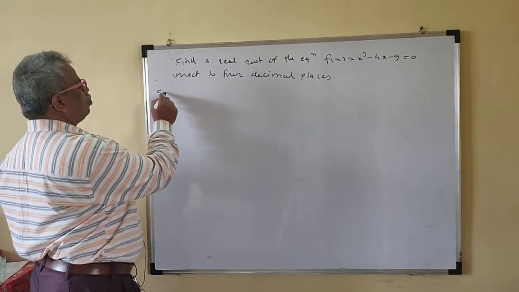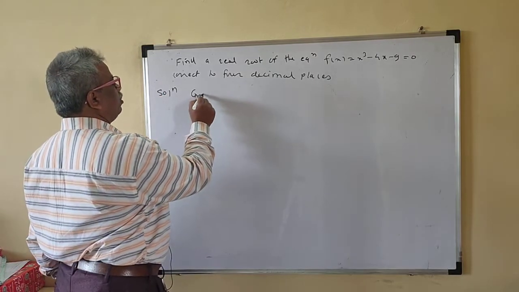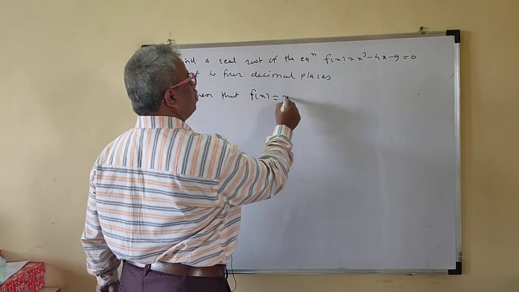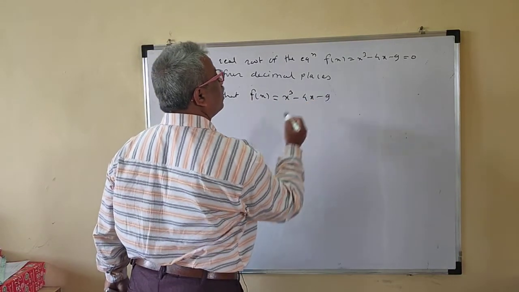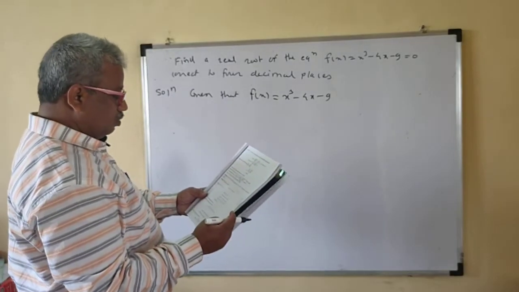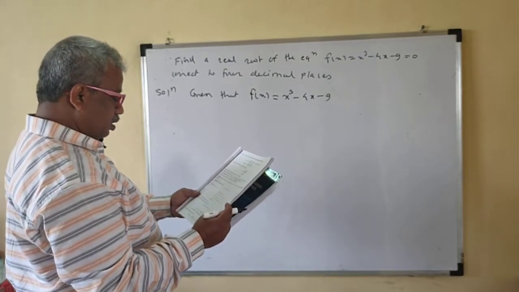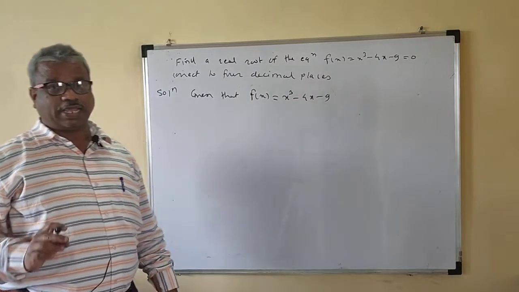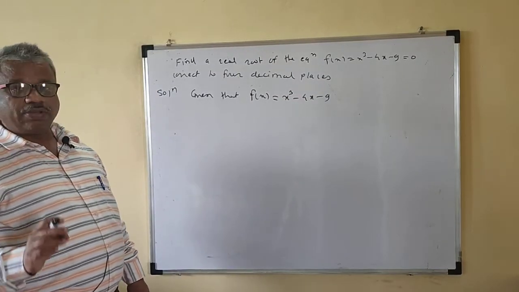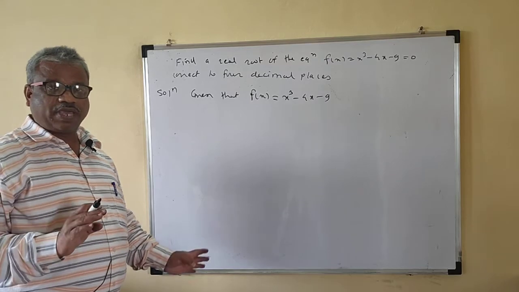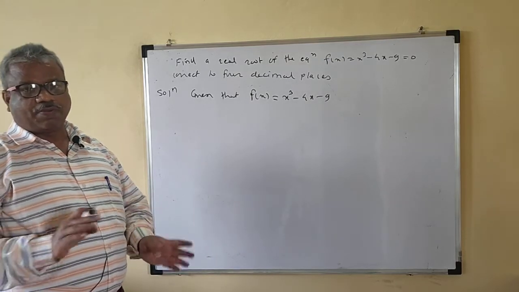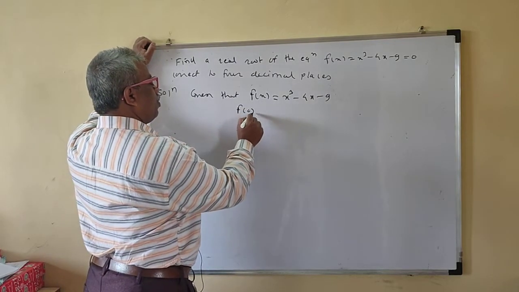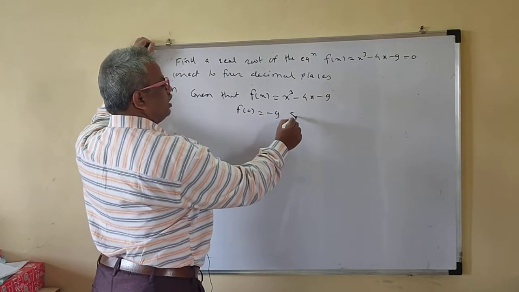Okay. So solution. Given that f of x is equal to x cube minus 4x minus 9. Okay, this is correct. So for trial and error you have to find a and b such that f of a is positive, f of b is negative, or f of a is negative, f of b is positive. So we start from 0 now. So f of 0 is minus 9. So this is less than 0.